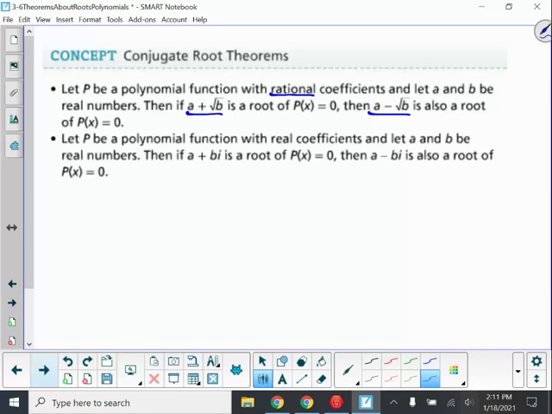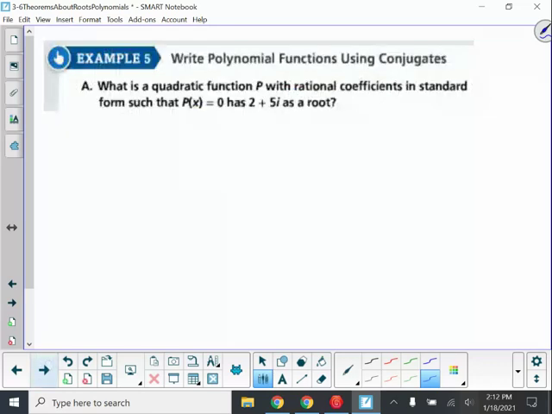On the same line of thinking, if you have a plus bi as a root, remember i represents the square root of -1, so it is technically a radical as well, even though it's in the imaginary number system. A plus bi or a minus bi also has to be a root. So all of those with the square roots, with the i's, they have to exist in pairs. So if they tell you one of them exists, you know that the other one has to exist as well. And we're going to finish up by doing a couple of examples for that.